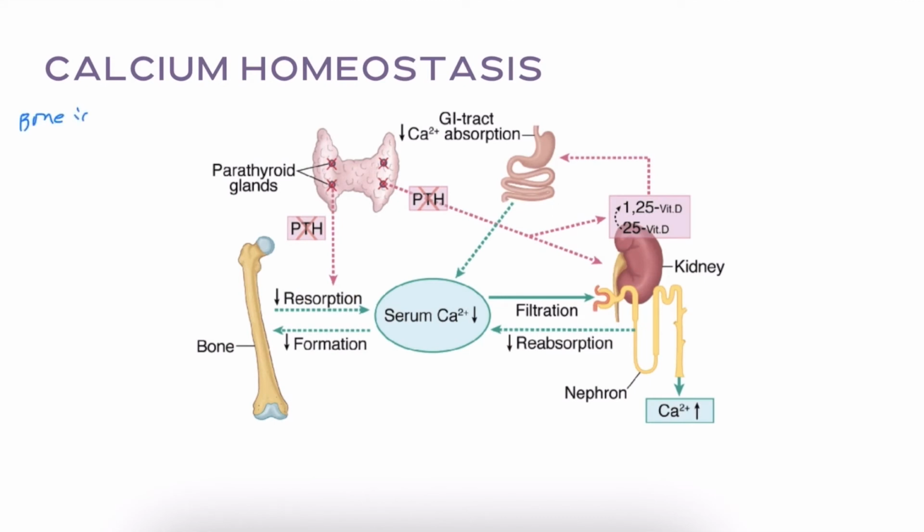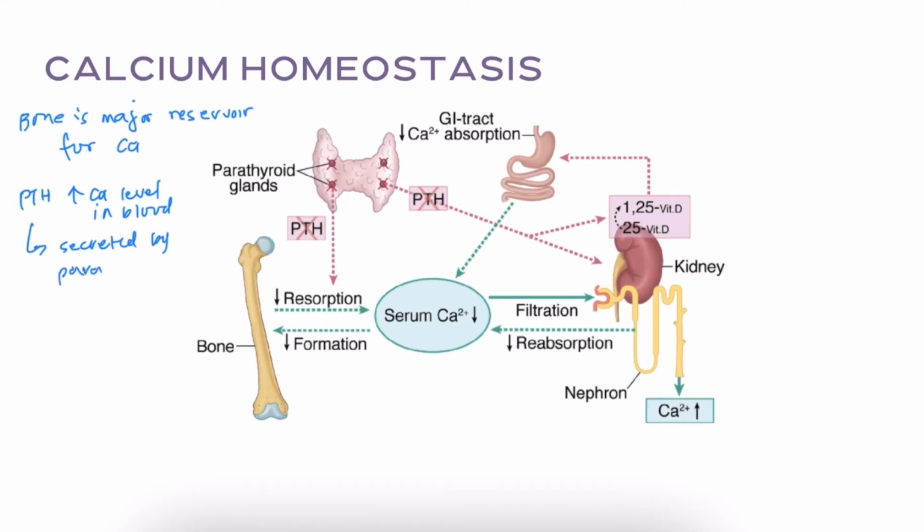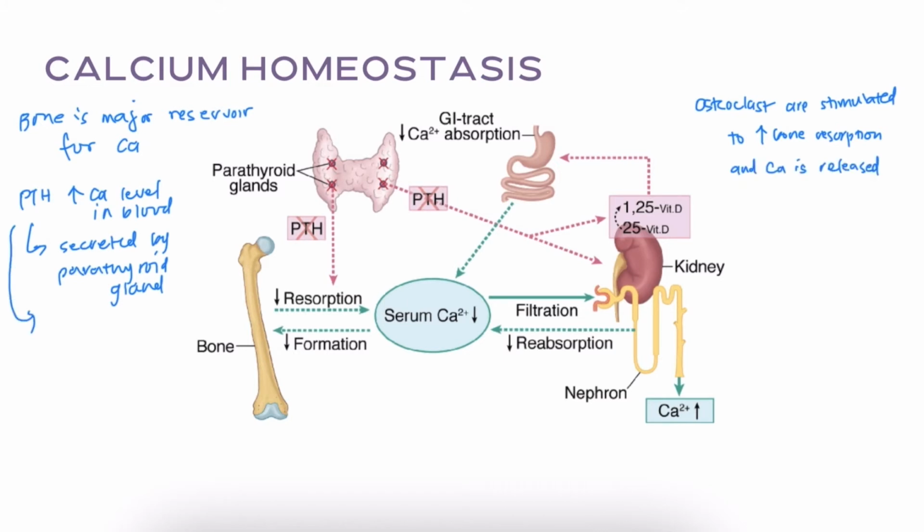This diagram shows the bone's role in calcium homeostasis. Our bones are the major reservoir for calcium. In here, we have our parathyroid hormone, which is secreted by the parathyroid gland. This increases blood calcium levels. So the parathyroid gland secretes parathyroid hormone when calcium levels drop. Additionally, osteoclasts are stimulated to increase bone resorption, and calcium is released. PTH also stimulates the production of calcitriol by the kidneys to increase calcium absorption in the intestines.